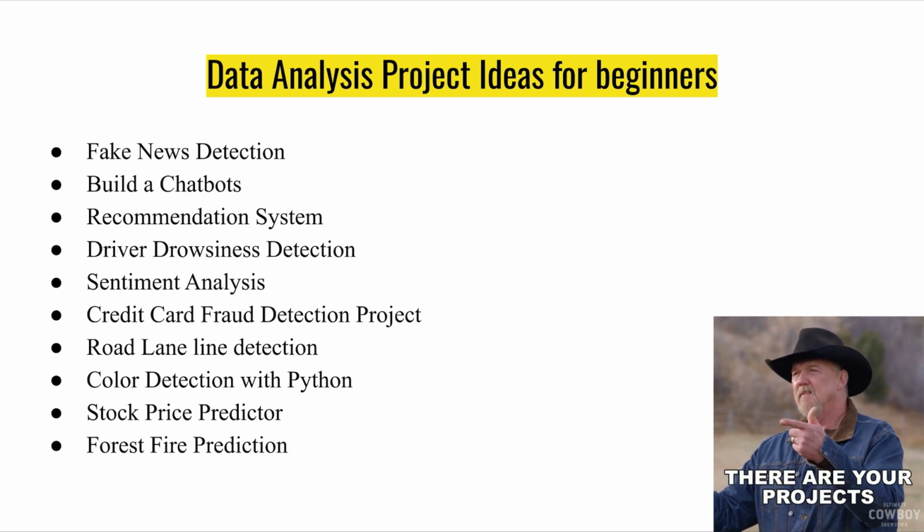In recommendation system, you have to create a system that suggests products based on user preferences. This involves collaborative filtering and content-based methods. You can use Pandas and scikit-learn for this project. In sentiment analysis, you have to analyze text data to determine the sentiment behind it, whether it's positive, negative, or neutral. This project is great for practicing natural language processing techniques with libraries like NLTK and TextBlob.